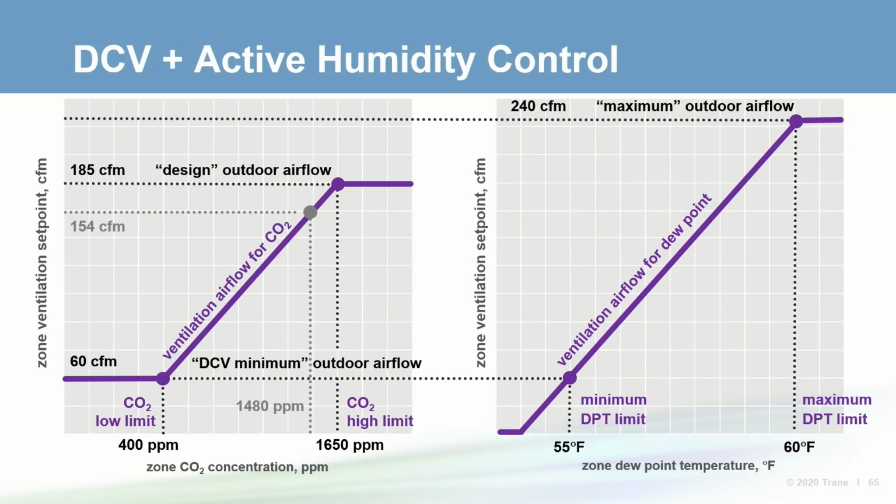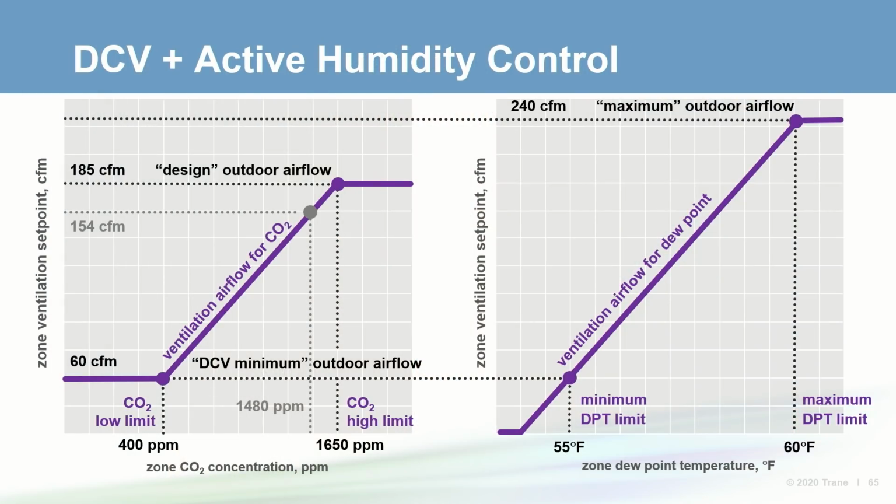This becomes the maximum outdoor airflow set point for dehumidification. The distribution ductwork should then be designed to allow for this maximum airflow to this zone as needed. With active humidity control, the zone temperature and humidity sensors are used to calculate the current zone dew point, and the zone controller calculates how much ventilation airflow is needed to dehumidify the space.